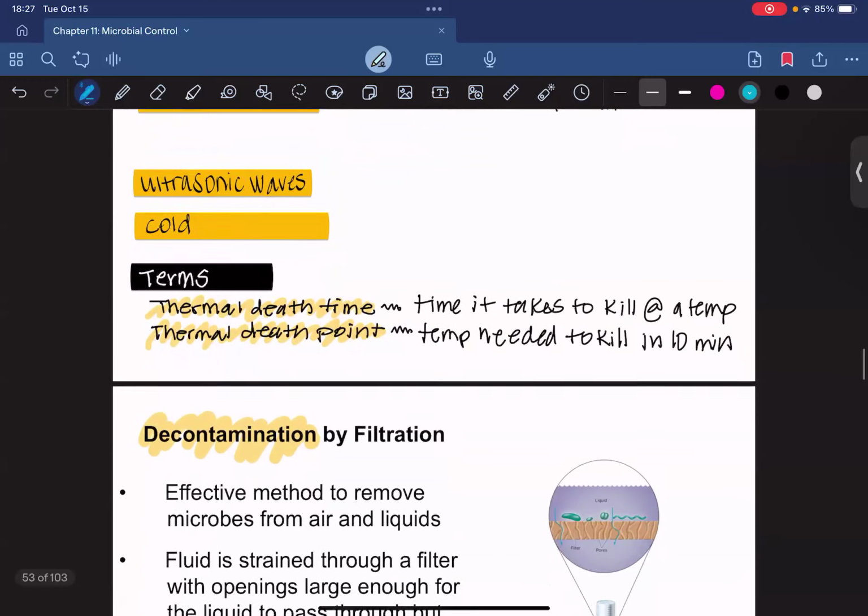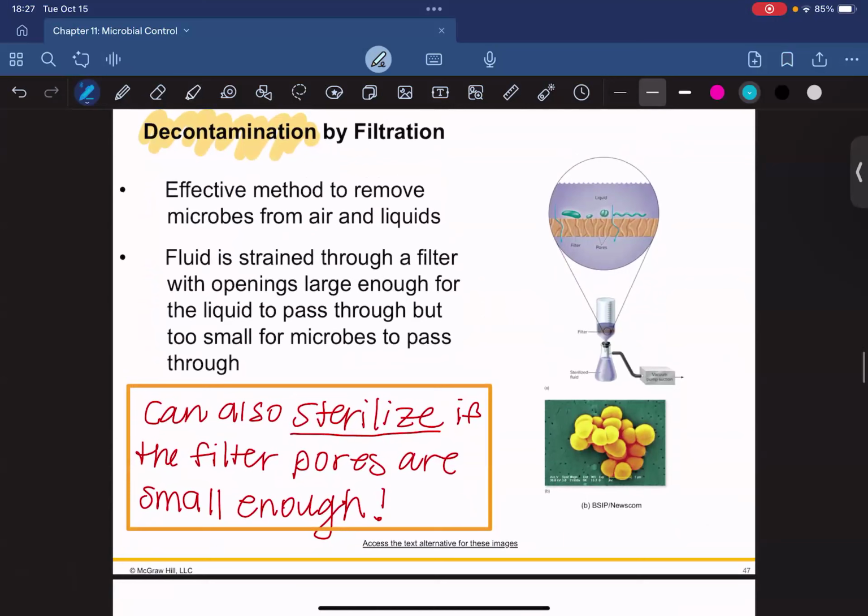Yeah, they both can sterilize. I did make that note. Okay, good.